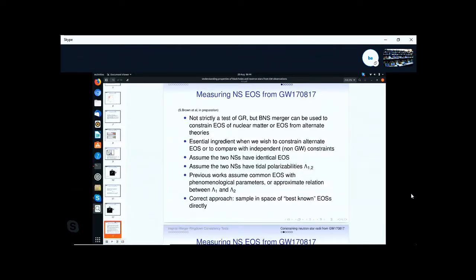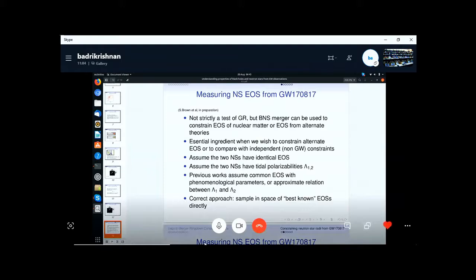And this is a result of a forthcoming work that should appear in the next week or so, I would guess. So the essential ingredient here is that we want to constrain the equation of state of the neutron stars in 1708-17. And we assume here that the neutron stars have identical equations of state, and also we take all the information from electromagnetic observation for the sky location. And we assume that the neutron stars have what are called tidal polarizabilities, lambda 1 and lambda 2. So these parameters tell you how a neutron star responds to an external field.